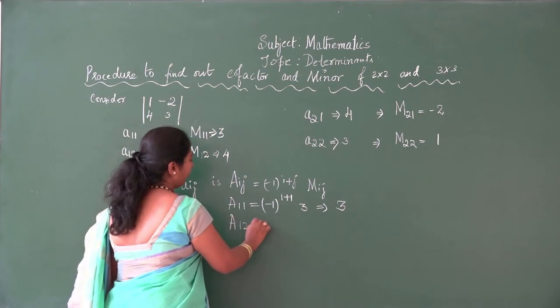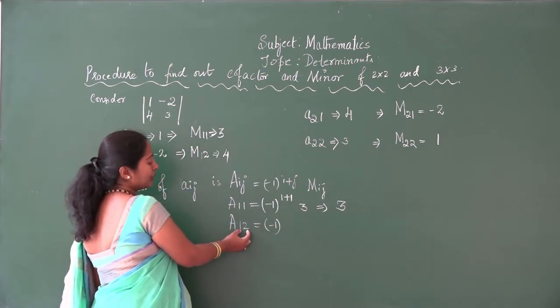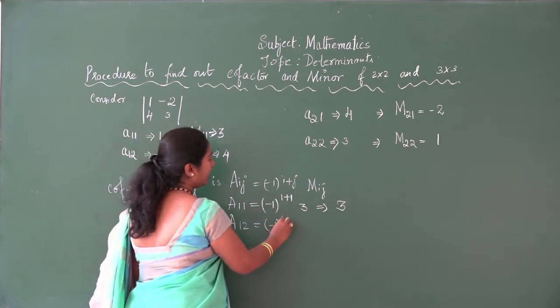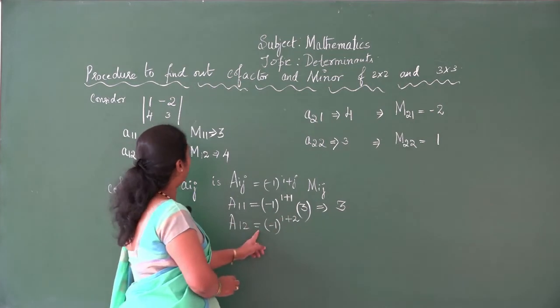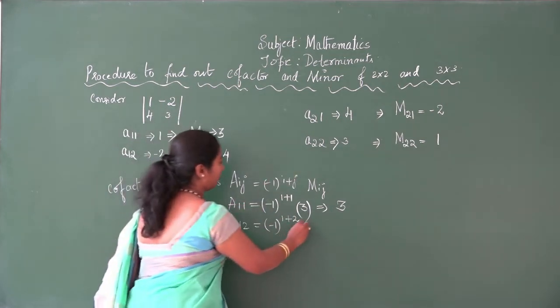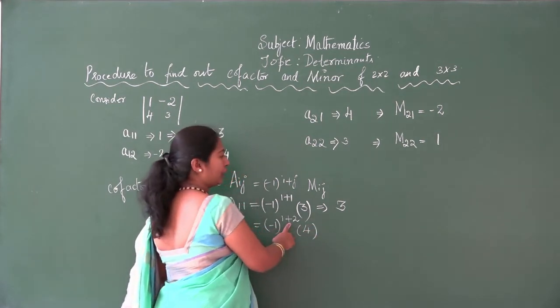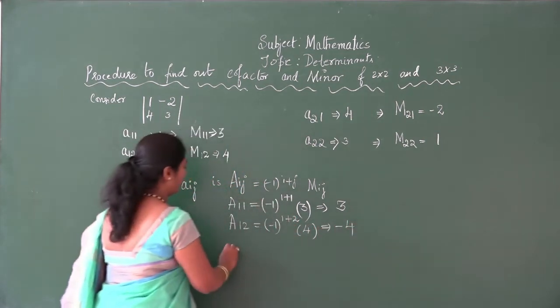Similarly, A12 is given by the formula. We are speaking about first row, second column. So what is i plus j? 1 plus 2 into, what is the minor of 1, 2 now? Minor of 1, 2 is nothing but 4. Minus 1 whole cube, minus 1. Minus 1 into 4 will be minus 4.